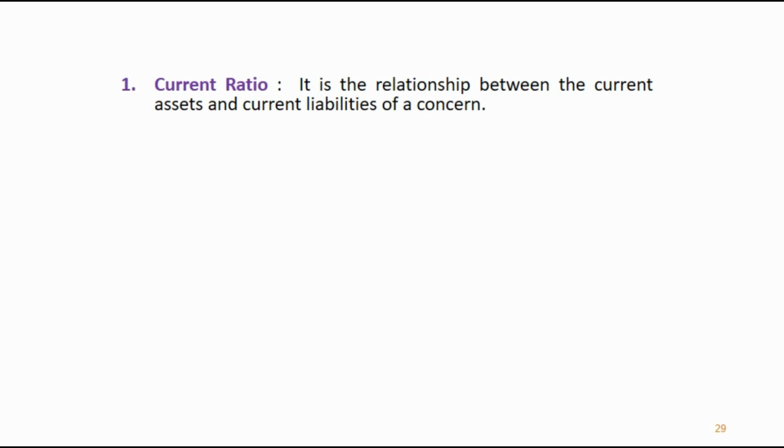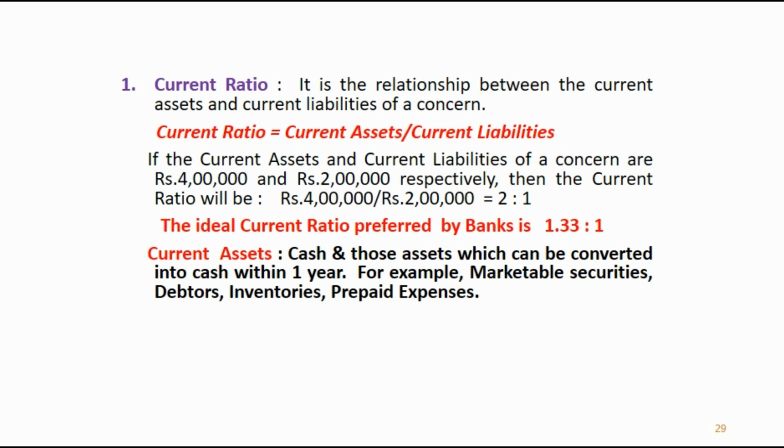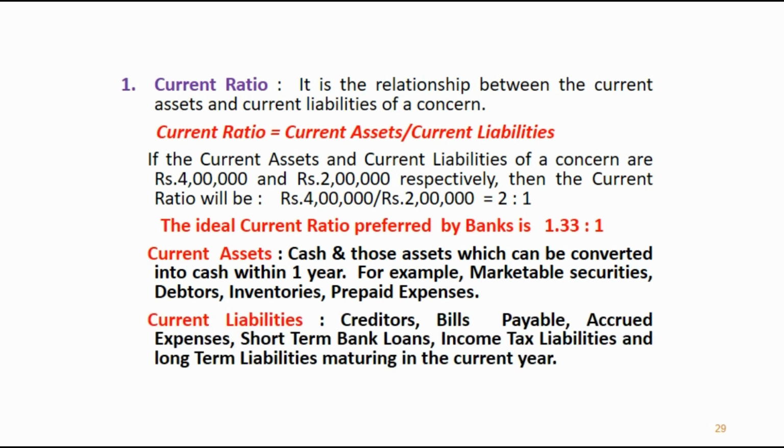Now, current ratio is the relationship between current assets and current liabilities of a concern. You can take this example. So the ideal current ratio preferred by banks is 1.33 to 1. Current assets are those assets which can be converted into cash within 1 year. Okay. Current liabilities.